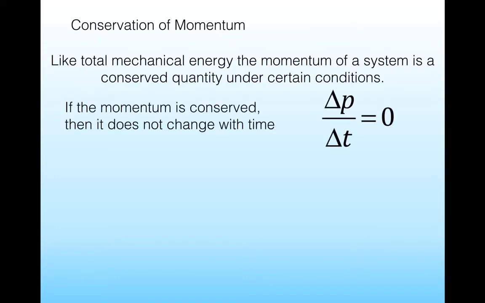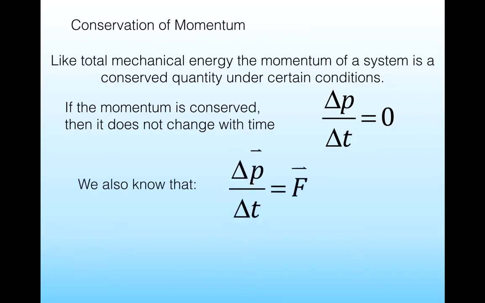What do we mean by conservation of momentum? Any quantity is conserved when the change in that quantity is zero over a certain time period. So that basically means that the change in momentum over change in time equals zero. This is the definition of a conserved quantity.